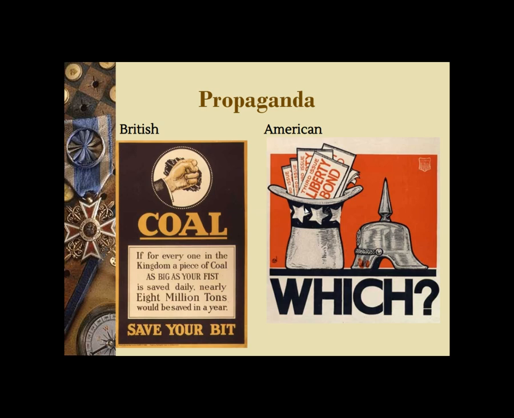And in America, they actually issued something called Liberty Bonds. So you can see here Uncle Sam's hat and the Liberty Bond, and then this is the German Kaiser's hat, or a German military hat as well. Liberty Bonds were basically loans that you could give to the government. You could give the government a certain amount of money, and the government promised to pay you back in a certain number of years with interest.